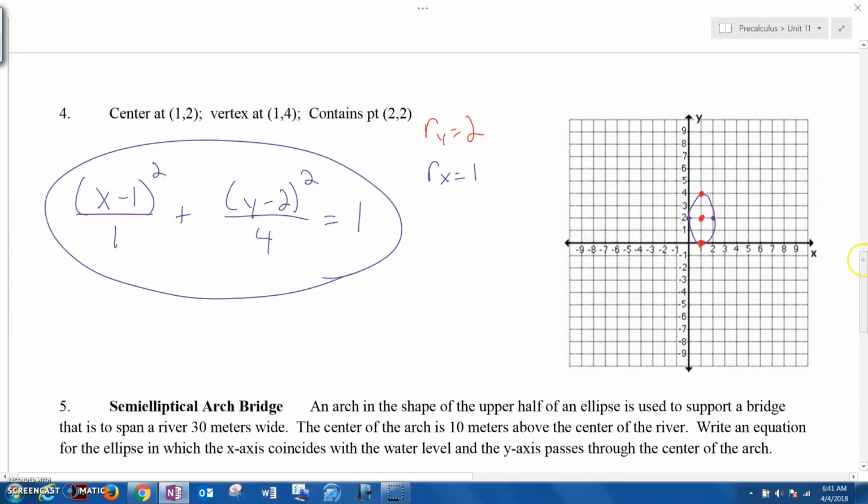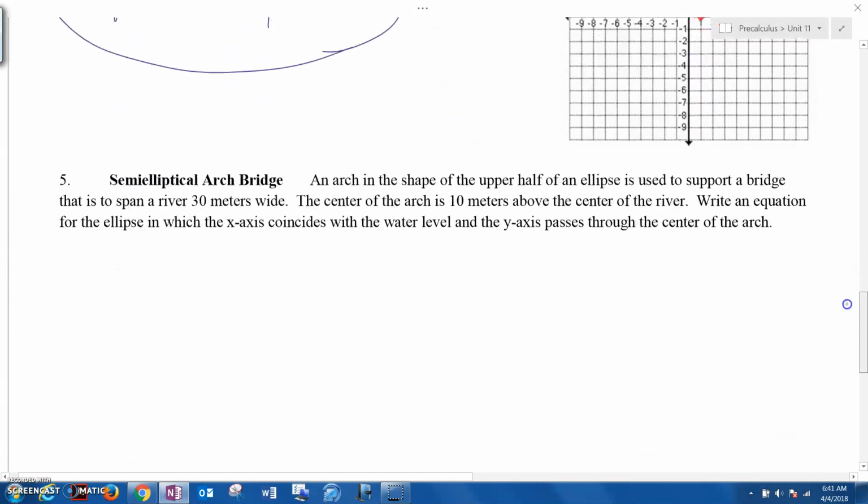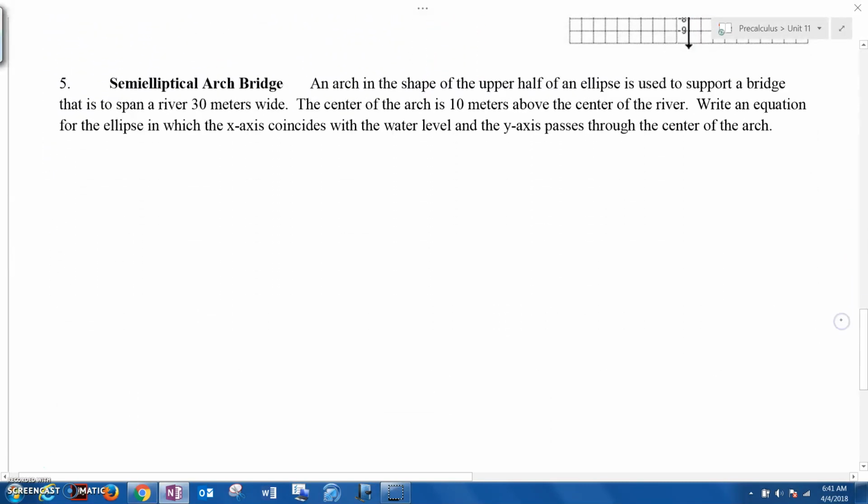So we also can model word problems with ellipses and come up with equations. So we have an arch in the shape of an upper half of an ellipse used to support a bridge. So basically what that's saying is we have a river. Here's my river. We have an arch, and then here's the bridge, basically. Okay, so there's the bridge. There's cars going over the bridge. Right, that's a good car, right? All right, so anyway, we don't really care about the bridge, though. We care about this ellipse. This is a half of an ellipse right here. That's why it's called a semi-elliptical arc bridge.